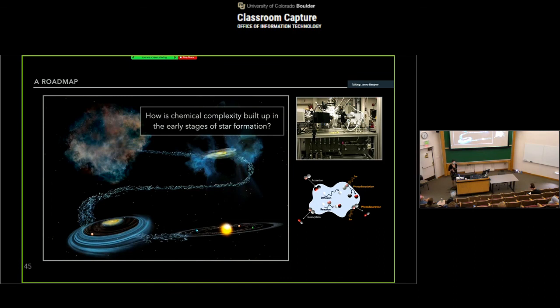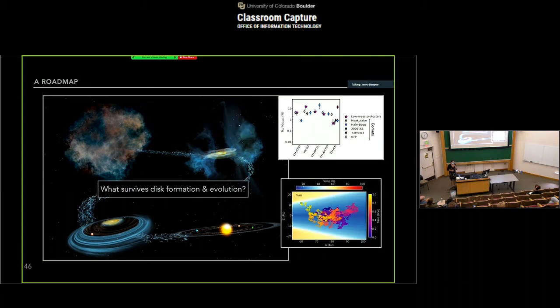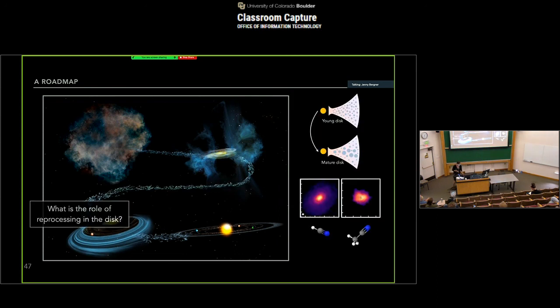All right, so just to come back to our original roadmap, we started by talking about how chemical complexity is built up in the early stages of star formation. We can use these lab experiments to really constrain the ice microphysics and to gain some insight into these questions. We then talked about how this chemical complexity that's built up very early can survive the formation and evolution of disks. And we showed that there are signatures both in our observations as well as the simulations that we can produce that indicate that this type of inheritance is indeed plausible.